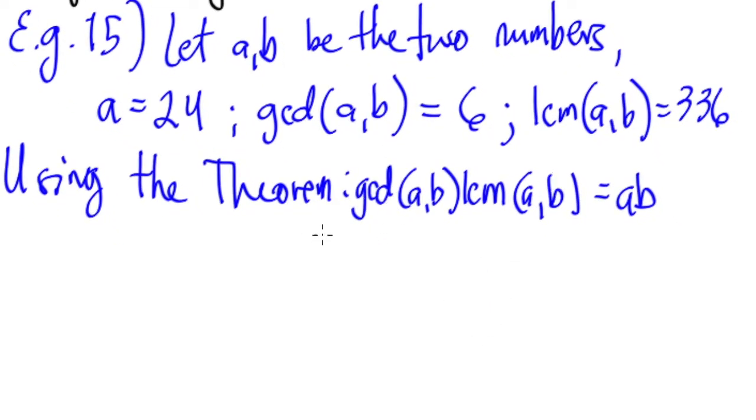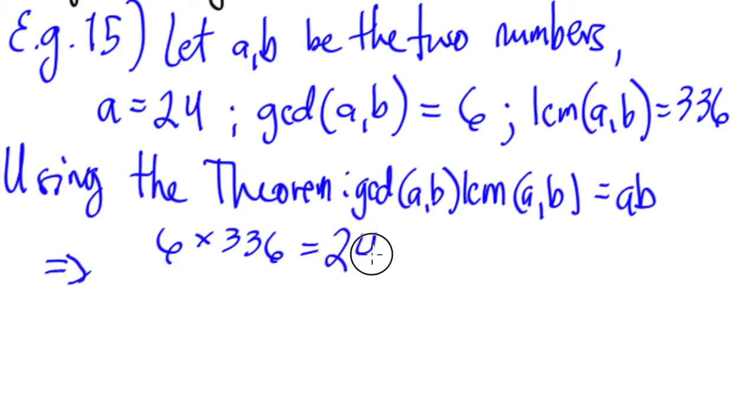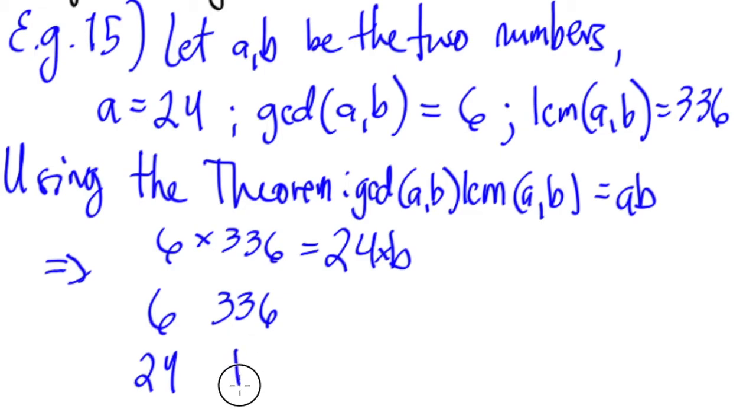Since we have these values, we will substitute them all there. So we have the GCD, which is 6, times the LCM, 336, equals A times B. We let A, the one number that we know, be 24, and then B. This is actually multiplication here. And we can rewrite this as 6 times 336 is equal to 24 times B.